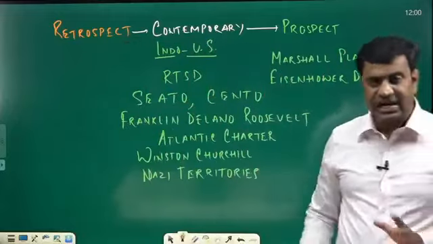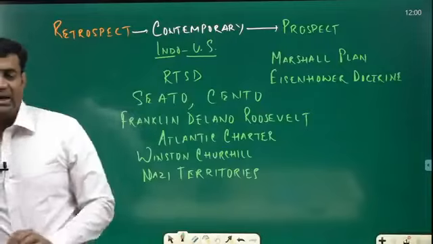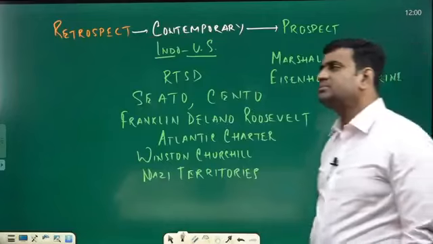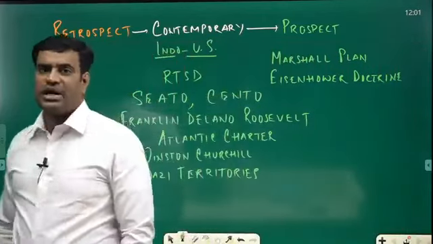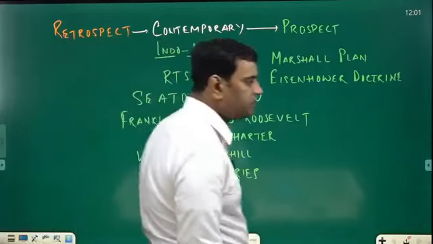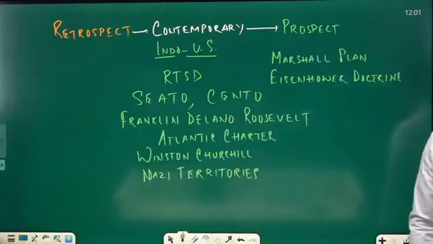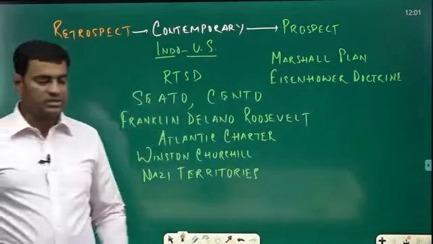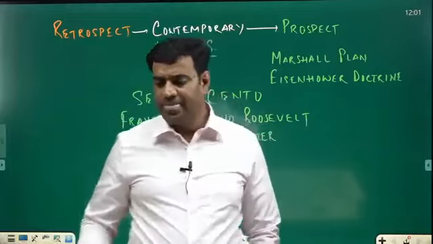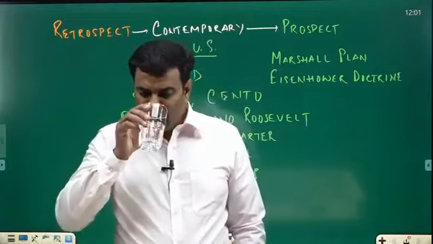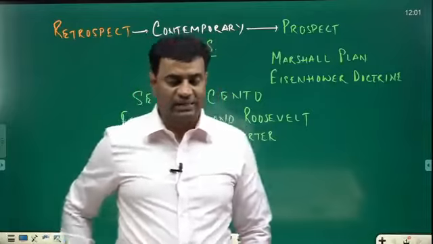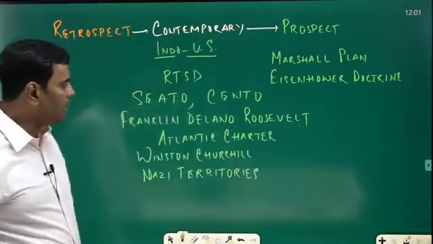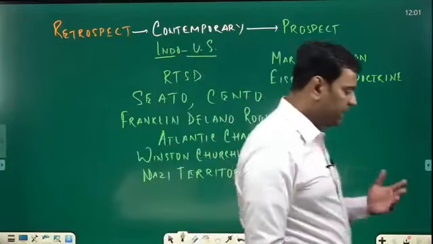Okay, Marshall Plan and Eisenhower Doctrine, whereby the United States decided to provide financial, economic, and even military support to those countries being attacked by other powers, that is, basically the communist powers. Clear? Change paragraph.